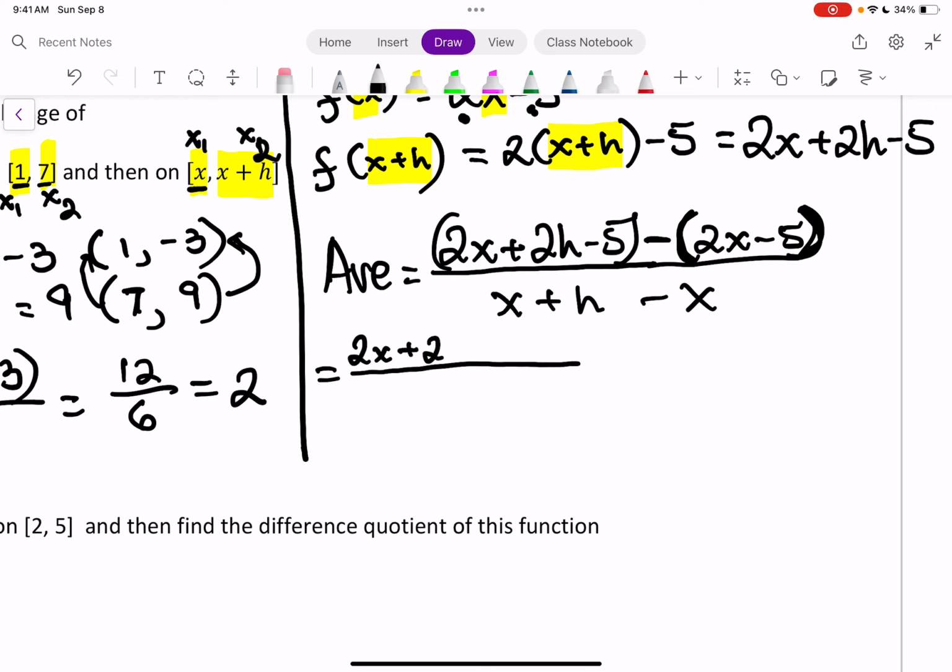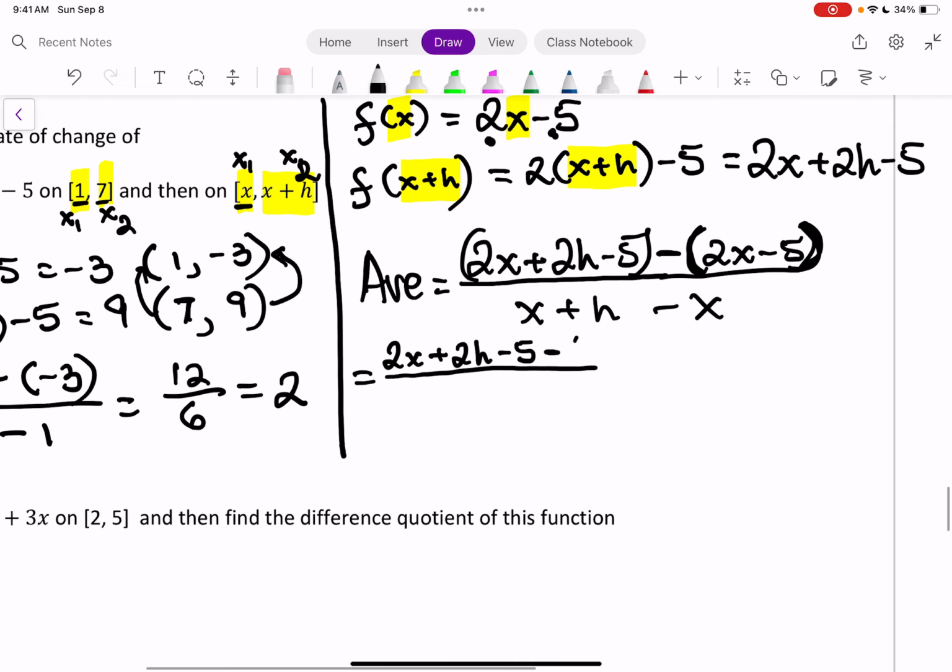So if you properly do the math on it, as in, well, I have 2x plus 2h minus 5, but then I'm subtracting 2x, and here it is. What would be a mistake if we didn't group it? I'm subtracting a negative 5, so that turns into a positive 5.